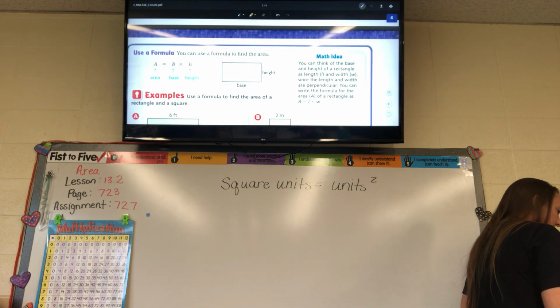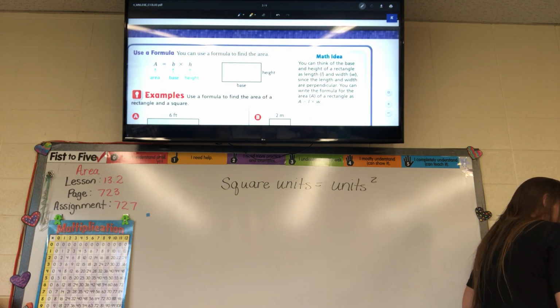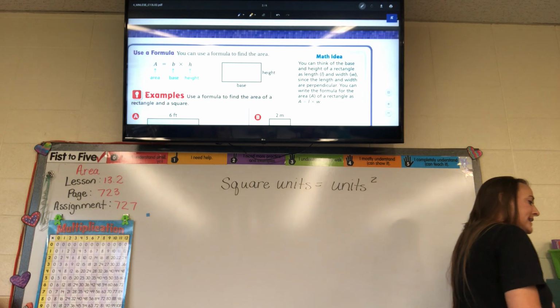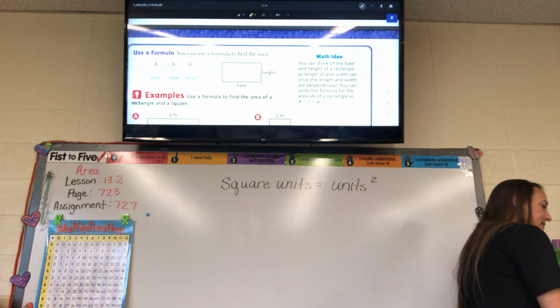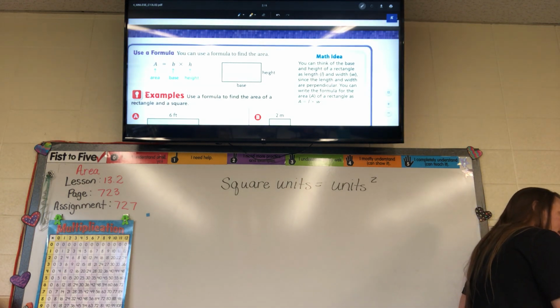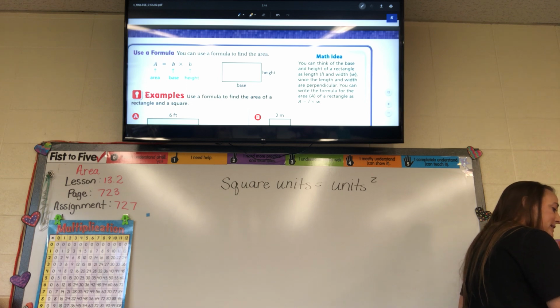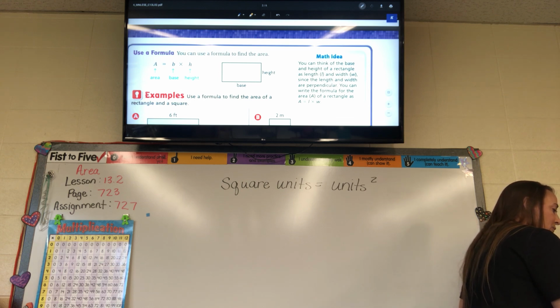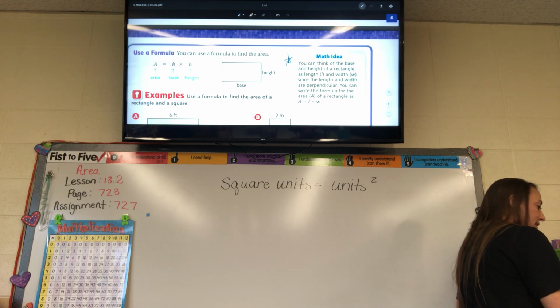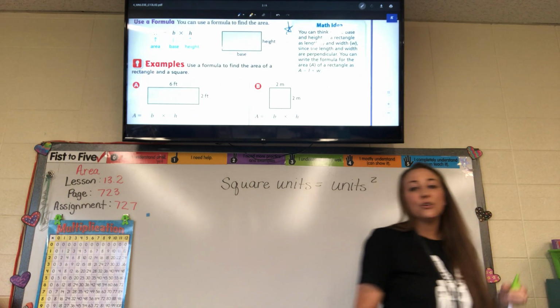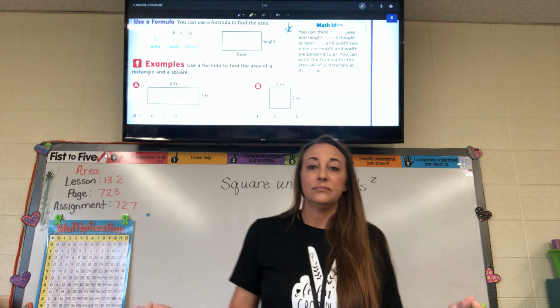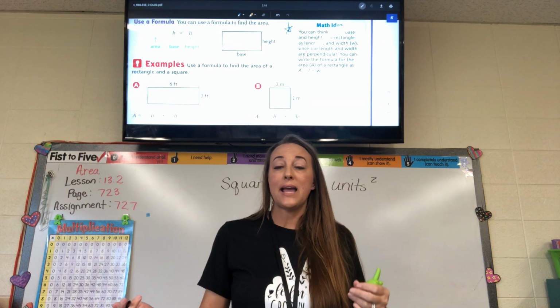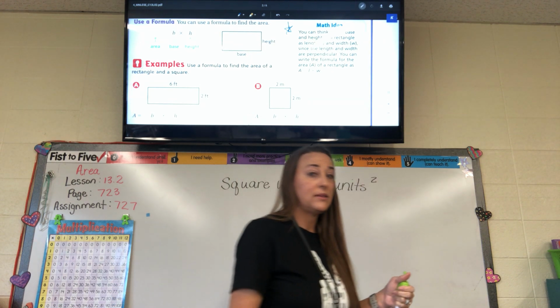All right, here we go. You can think of the base and height of a rectangle as the length and width, since length and width are perpendicular. You can write the formula for the area of a rectangle as area equals length times width. And that was this math idea right here. So either one works. Base times height, or length times width.